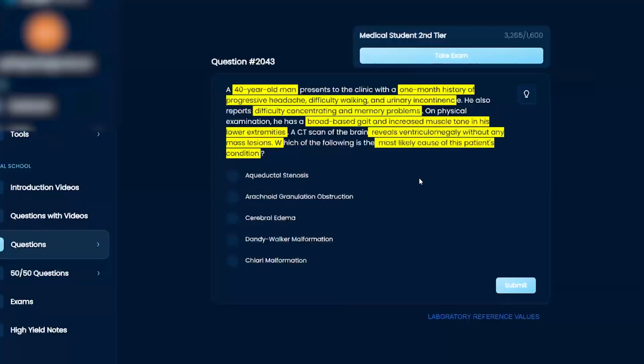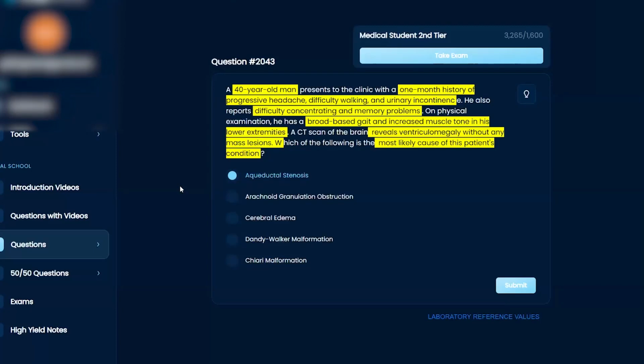Okay. Which of the following is the most likely cause of the patient's condition? When I see ventriculomegaly, I think there is an obstruction. I don't think it's an arachnoid granulation, and I think it's an aqueductal stenosis. At least what I'm first thinking, it's just my gut choice, is aqueductal stenosis.